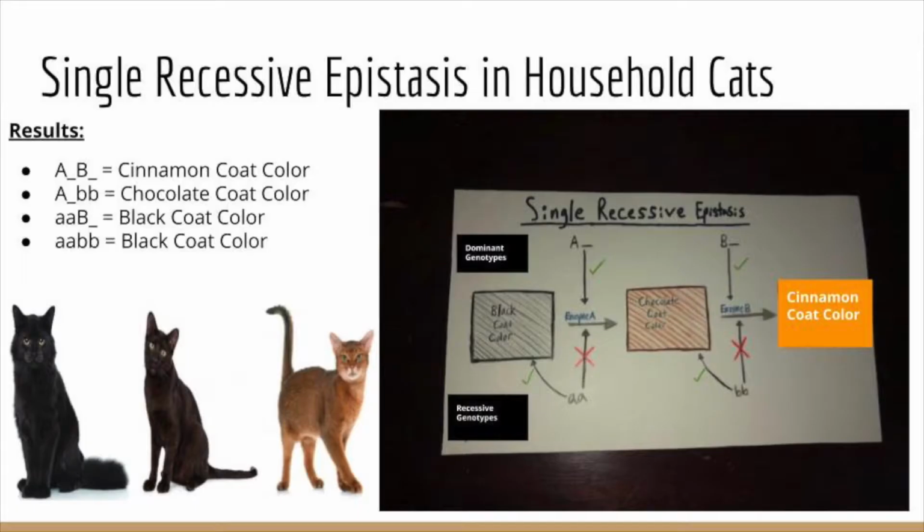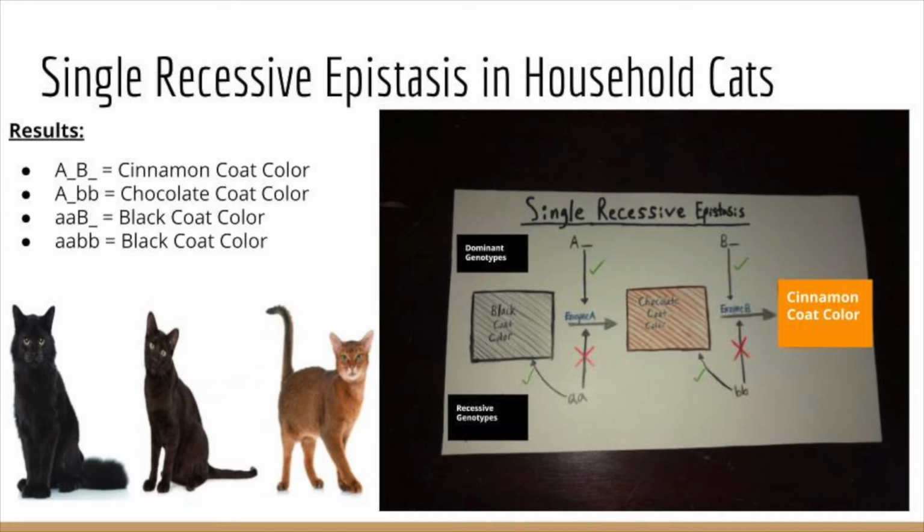In the drawing, if any form of a dominant A allele or a dominant B allele is expressed, no matter if it represents a homozygous or heterozygous genotype, it will allow for both enzyme A and B to be produced and thus allow for continuation down the pathway, resulting in a cinnamon coat color phenotype. If we have a household cat who shows any dominant A allele in its genotype, but is homozygous recessive for the B gene, this will lead to the production of enzyme A but inhibit production of enzyme B due to recessive B alleles. This pathway results in a household cat expressing the chocolate coat color phenotype.